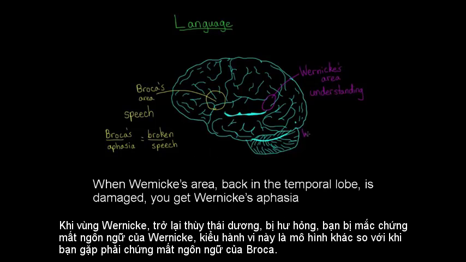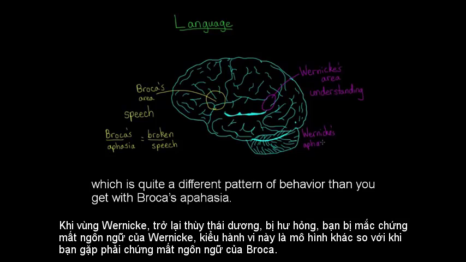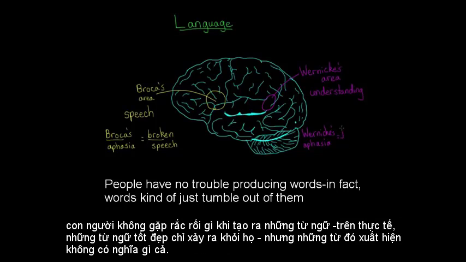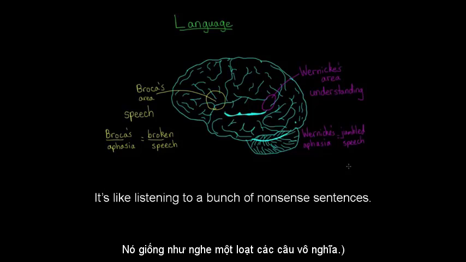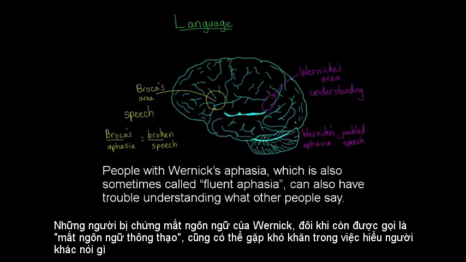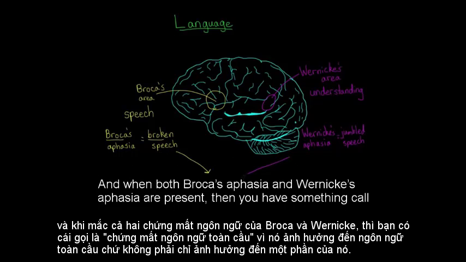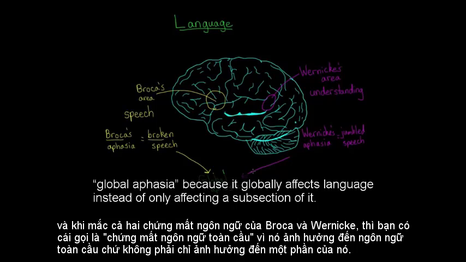When Wernicke's area, back in the temporal lobe, is damaged, you get Wernicke's aphasia, which is quite a different pattern of behavior than you get with Broca's aphasia. People have no trouble producing words. In fact, words kind of just tumble out of them, but the words that do come out don't make any sense. It's like listening to a bunch of nonsense sentences. People with Wernicke's aphasia, which is also sometimes called fluent aphasia, can also have trouble understanding what other people say. And when both Broca's aphasia and Wernicke's aphasia are present, then you have something called global aphasia, because it globally affects language instead of only affecting a subsection of it.